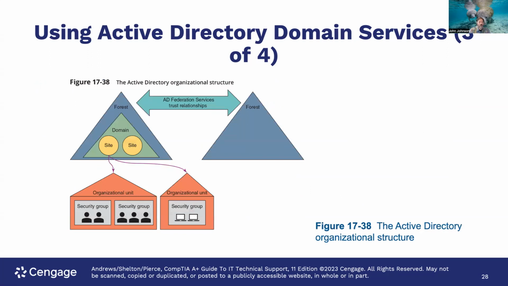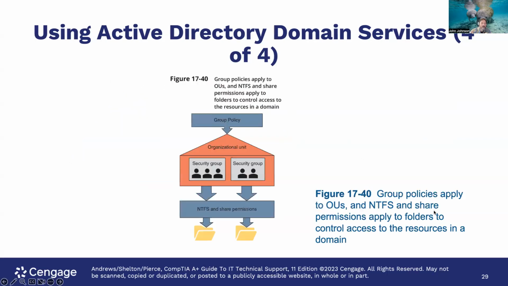So if you look at the top, you've got two forests there that are separate domains, but you can use AD Federation Services trust relationships between the domains to share things. And then within your forest, you've got the domain and you've got different sites. And then those sites can have organizational units, and you can organize people and computers in those organizational units as well. And that's for security purposes.